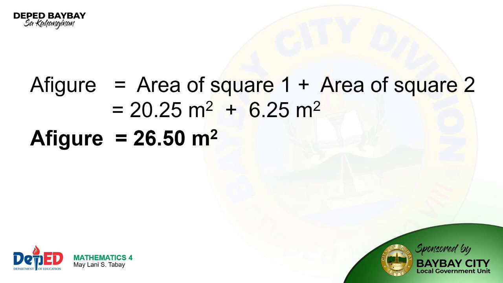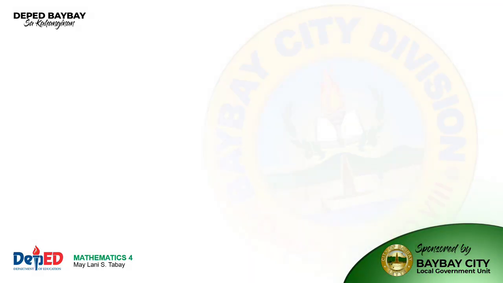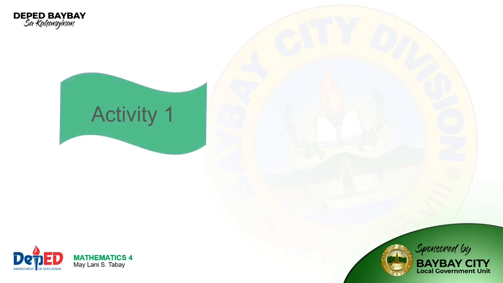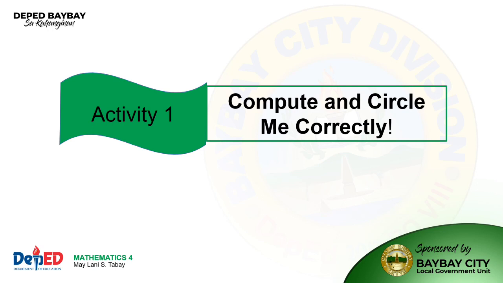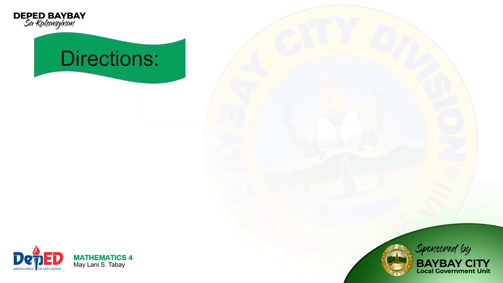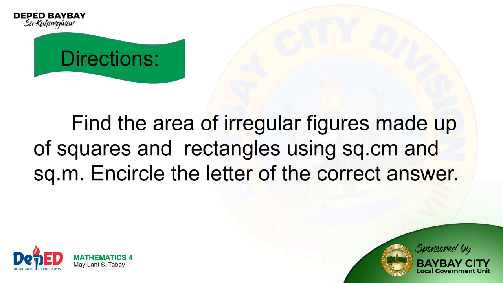Did you get the lesson, kids? And now, let's do the activities found in your LAS. Turn your LAS to Activity 1, entitled Compute and Circle Me Correctly. Directions: find the area of irregular figures made up of squares and rectangles using square centimeter and square meter. Encircle the letter of the correct answer.